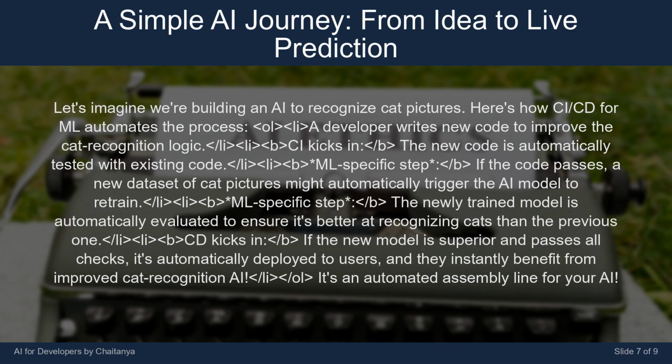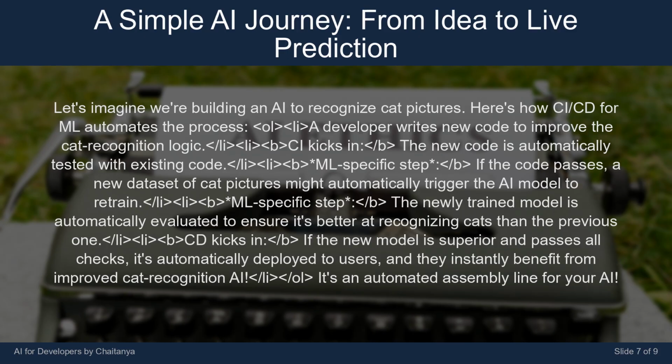Three, ML specific step. If the code passes, a new dataset of cat pictures might automatically trigger the AI model to retrain. Four, ML specific step. The newly trained model is automatically evaluated to ensure it's better at recognizing cats than the previous one.